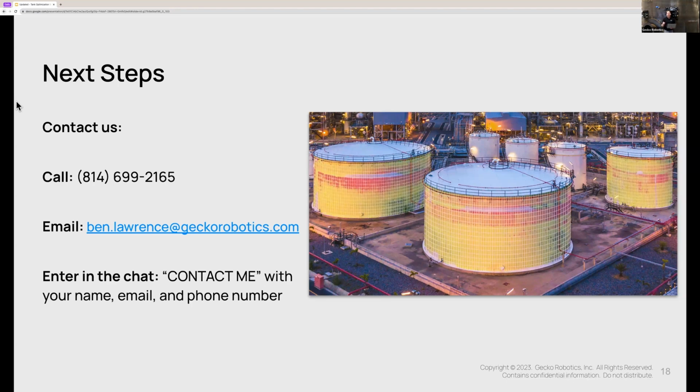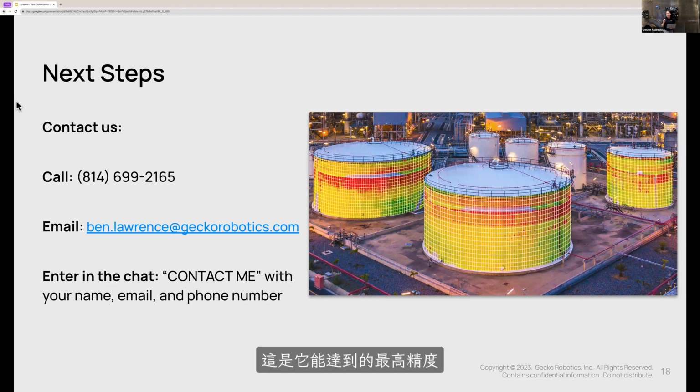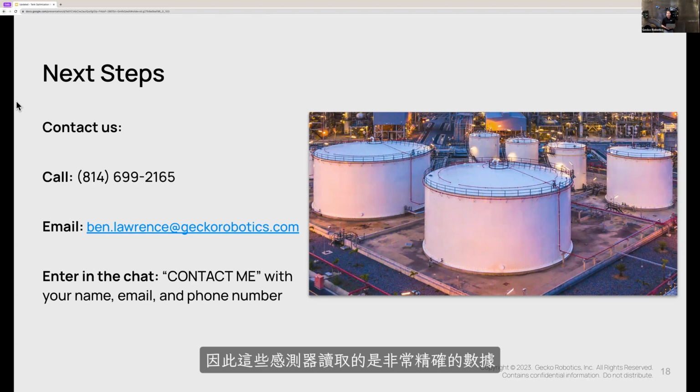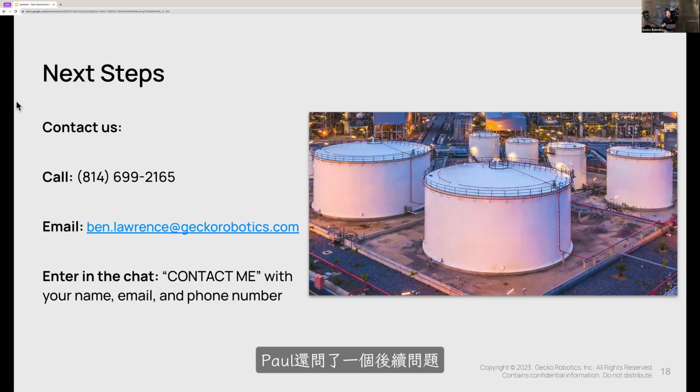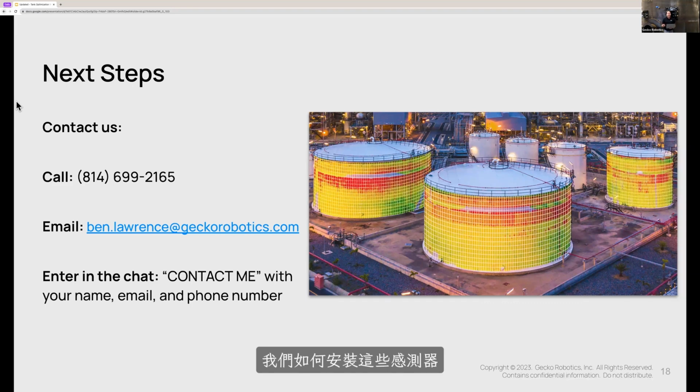0.001 inches is as accurate as it can be. So highly accurate readings are coming off this thing. And Paul also asked as a follow-up, how do we install these sensors? How long does it take?